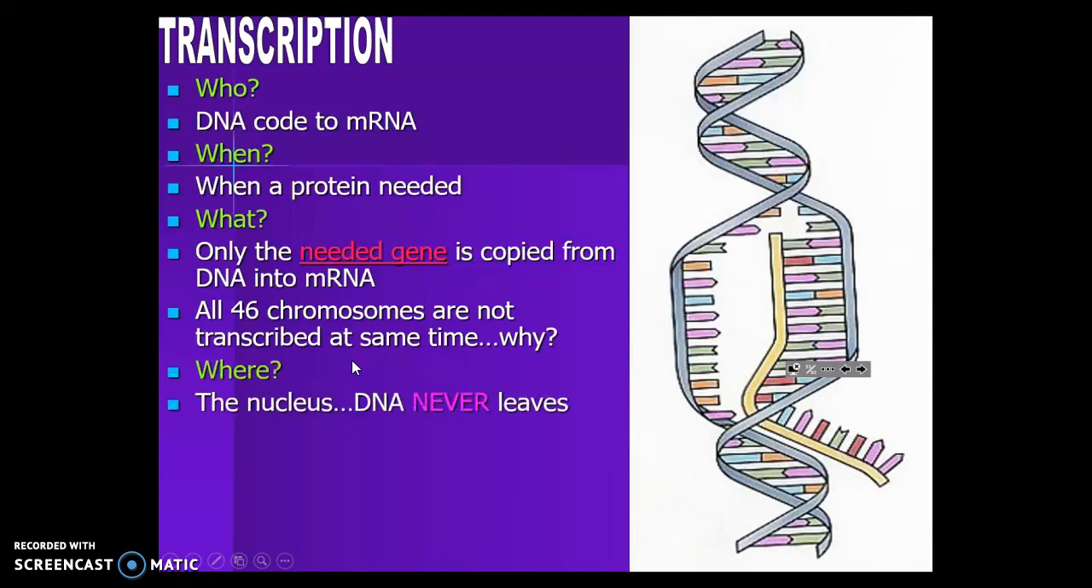Where this will occur is in the nucleus, and it happens in the nucleus because DNA is the master code and never ever leaves.